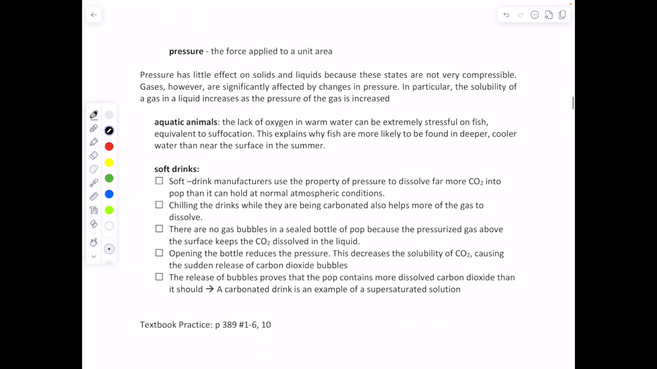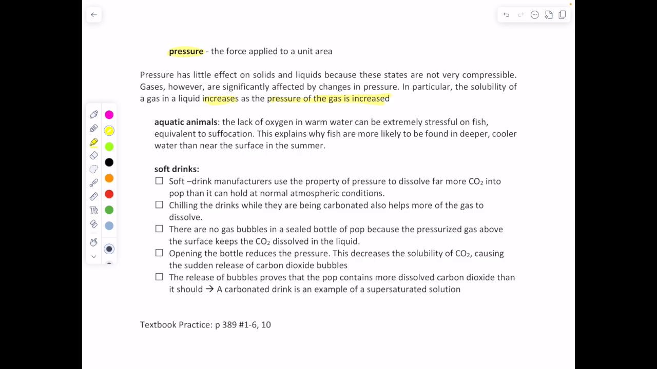Let's define pressure. Pressure is the force applied to a unit area. Pressure has little effect on solids and liquids because these states are not very compressible. Gases, however, are significantly affected by changes in pressure. In particular, the solubility of a gas in a liquid increases as the pressure of the gas is increased.